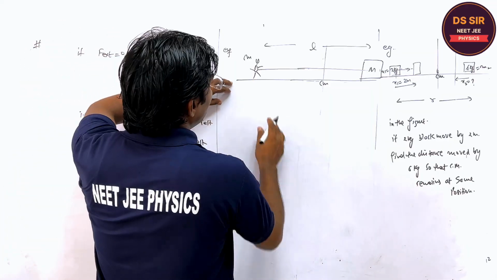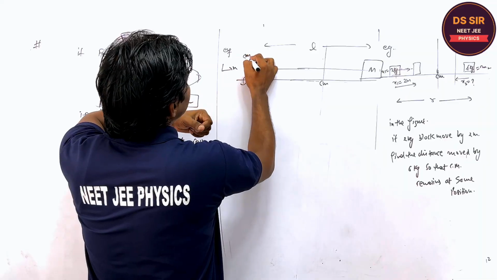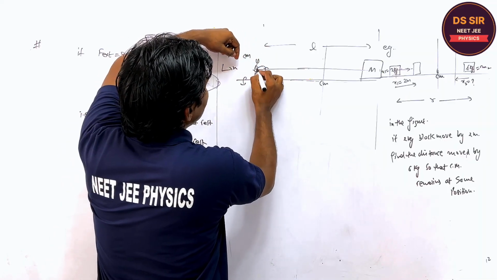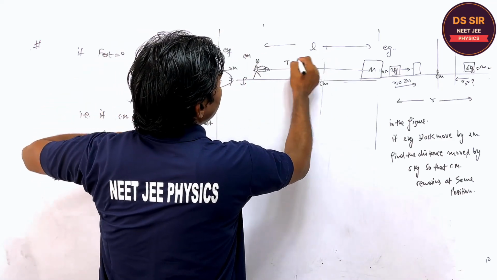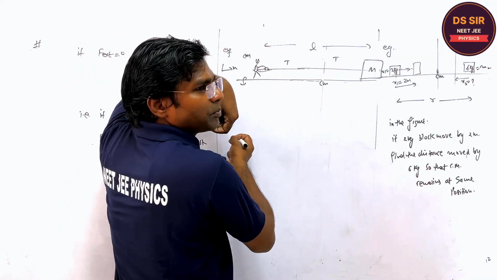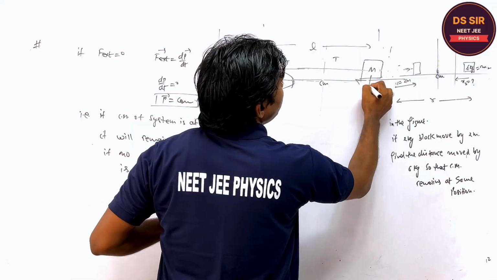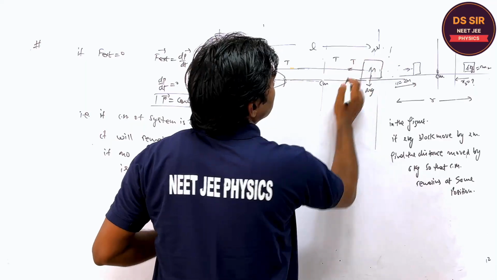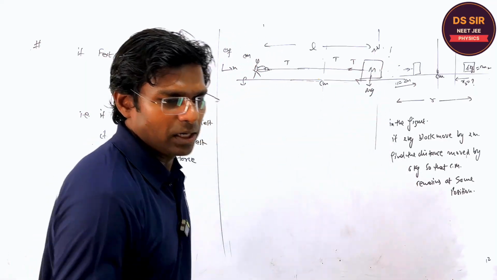Listen to one thing. There is no friction everywhere. If you consider only the x direction, when this person pulls this string, the tension will be there. So if the person is pulling this plank, what will happen to this block? How many forces act on this? Mg, normal and tension. Are you getting or not? So what will happen with this block? You tell.